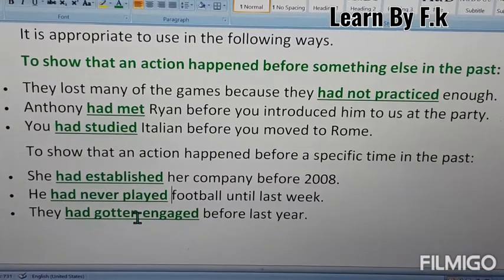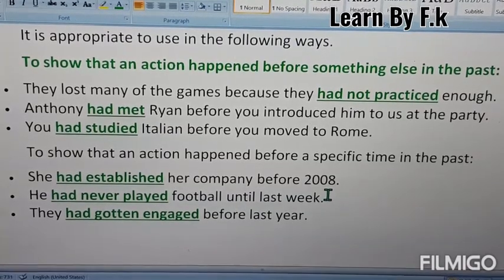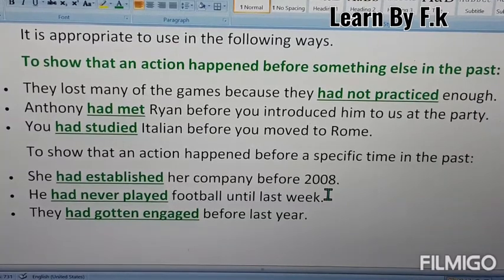Second one: she had never played football until last week. This is also the same thing, something she never did in the past. It's a previous past activity, compared with a specific time period, until last week. Before that, she had never played football.